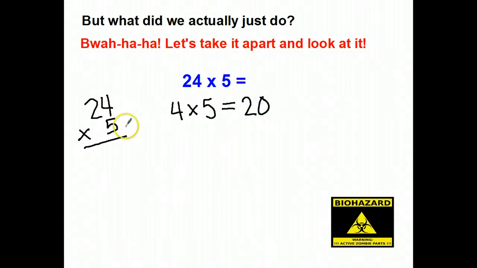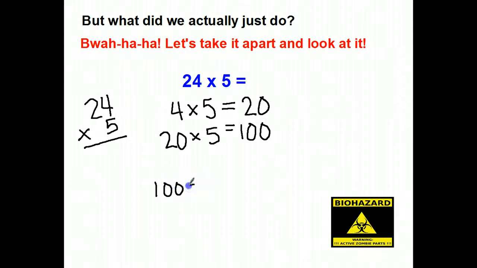Well, the second thing that I'm doing is 5 times 2 tens. So 20 times 5 equals 100. And I know that 100 plus 20 will give me 120. So basically what I've done is taken the pieces and added them, which is all multiplication really is.